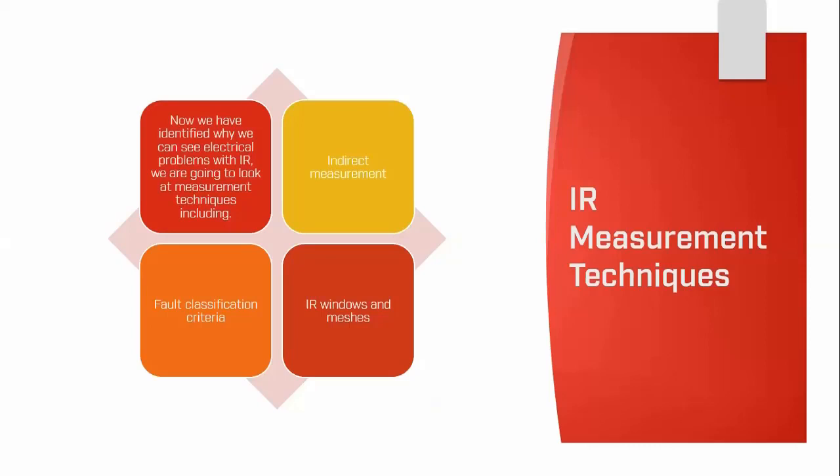So, looking at infrared measurement techniques, we have identified why we can see electrical problems with infrared. What we're going to look at now is something called indirect temperature measurement. Fault classification criteria, really, which is: we found a problem, how do we classify how serious it is? And then with electrical thermography, at some point we're going to come across infrared windows and meshes. So we're just going to have a look at a few of those and what they can do for us.